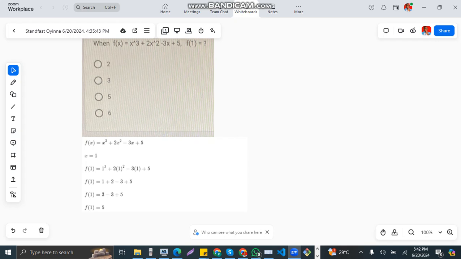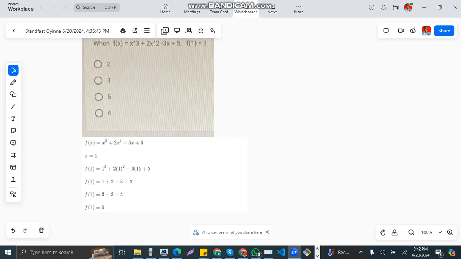Then if you simplify further, going to the fifth line, f of 1 is equal to 1 plus 2 is 3. Then we'll bring down our minus 3, and we'll bring down our plus 5. Of course, you know that 3 minus 3 is 0. So that's why at the end we have f of 1 equal to 5. So that means that the f of 1 we have to find is 5. Now if you look at the options, you see 2, you see 3, you see 5 and 6. So definitely we are going to pick 5. So the answer to this is 5.